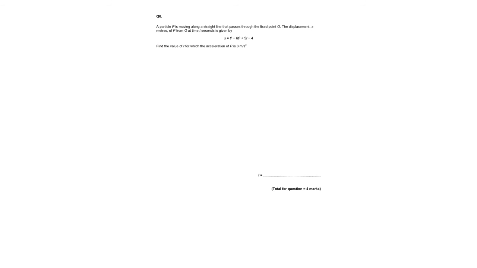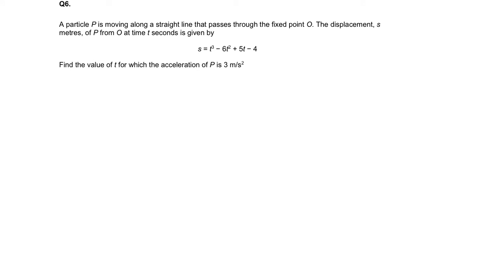Okay, question 6. A particle is moving along a straight line that passes through the fixed point A. The displacement s meters of P from A at time t seconds is given by this. Find the value of t for which the acceleration of P is 3 meters per second squared. Okay, so step 1.